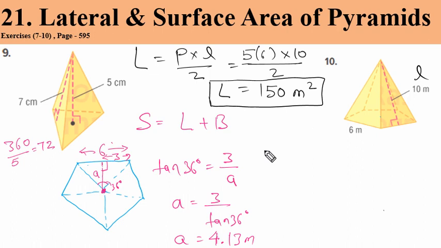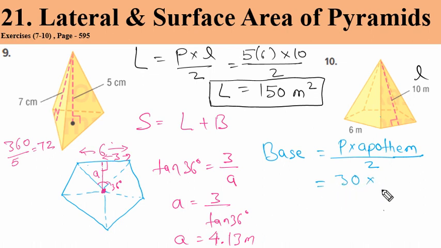So what is the base area formula? I told you in the previous video. The general formula is perimeter multiplied by apothem, right? And I told you we can apply this in a pentagon, hexagon if you can find out the apothem. So perimeter multiplied by apothem divided by 2. Perimeter is 5 multiplied by 6, 30. Multiply apothem 4.13 divided by 2. And that will give us how much?